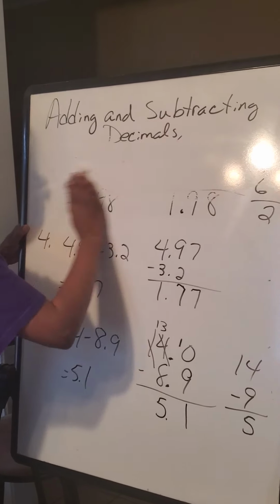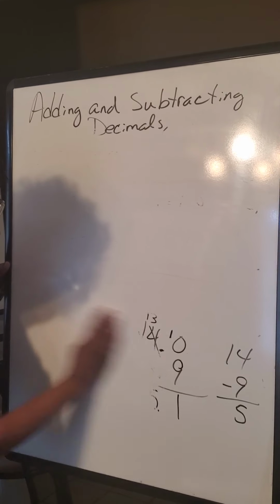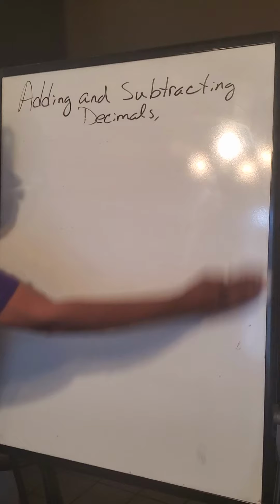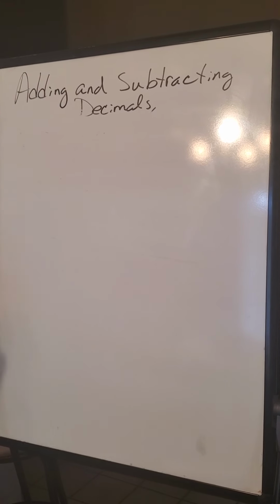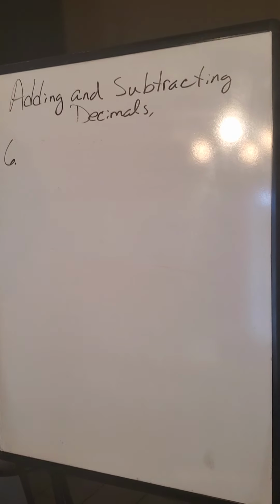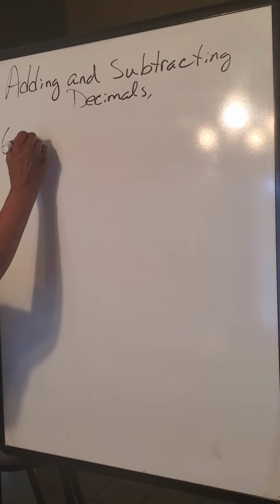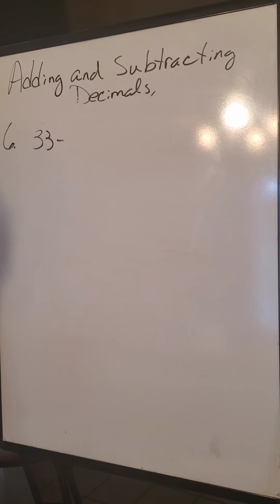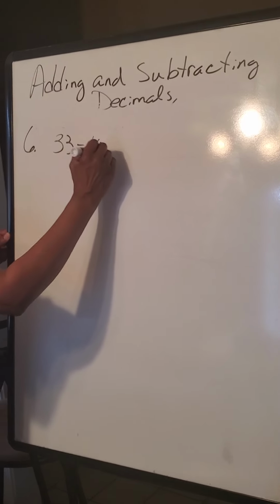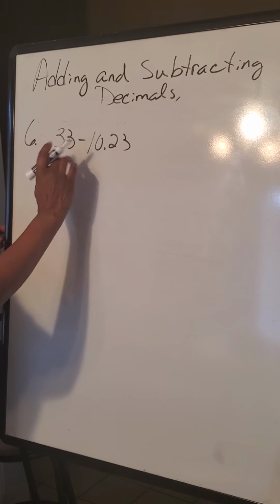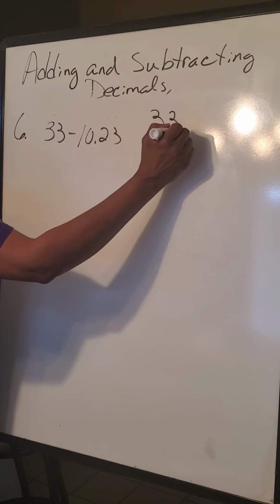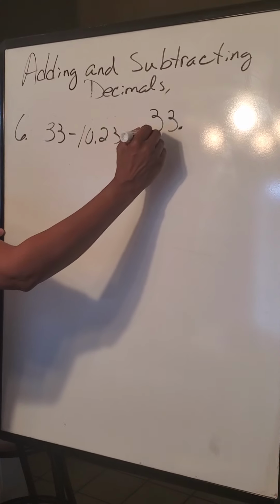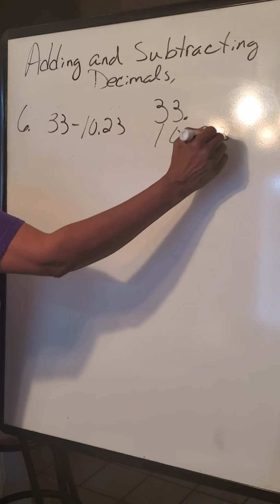Example 6. I want to make sure we do enough examples so that you won't be confused about anything. Example 6, if I had 33 minus 10.23. Again, 33 is a whole number. The whole number has a decimal. The decimal is here.